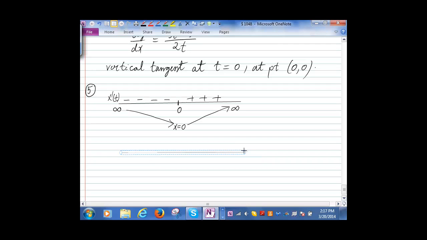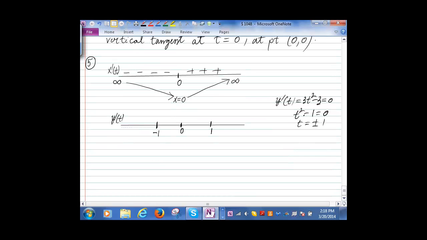Okay, for y, what are the derivatives? What was the derivative of y? 3t squared minus 3, right? And when is this 0? This is 0 when t squared minus 1 is 0, when t is plus or minus 1, right? So here's my 0, and here is negative 1, let's say, and here is positive 1. So now there are two places where the derivative is 0, right? Negative 1 and positive 1.